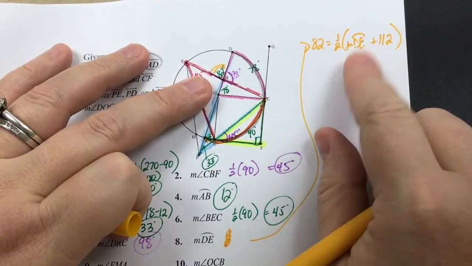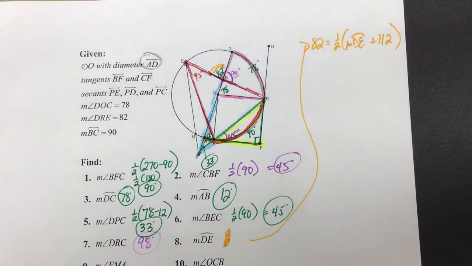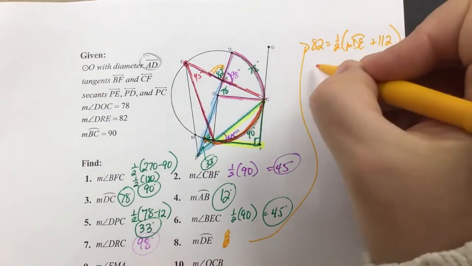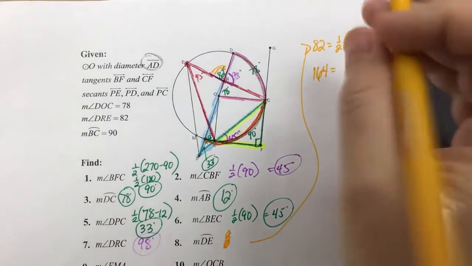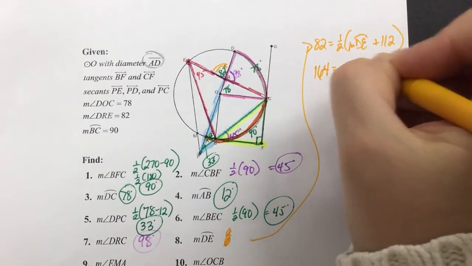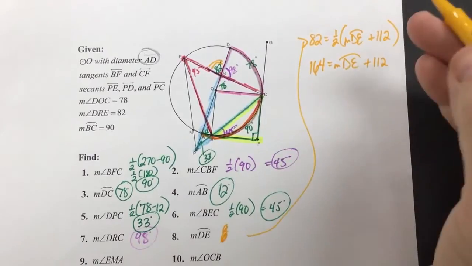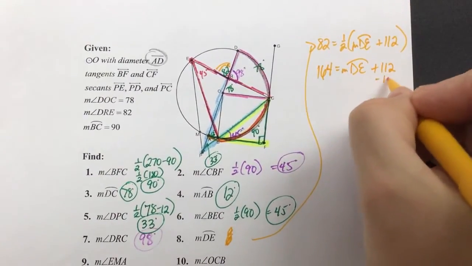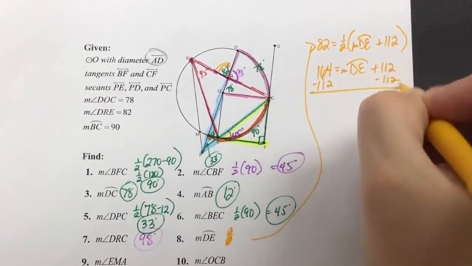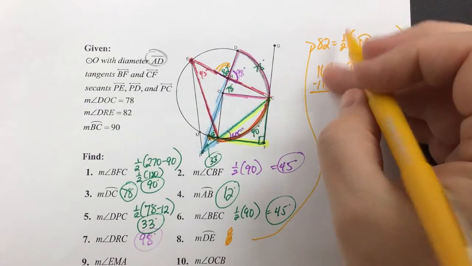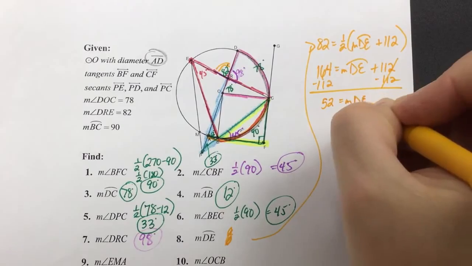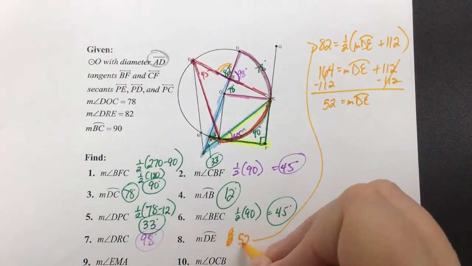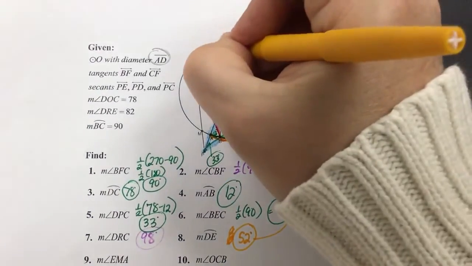To solve for arc DE, the first thing I would do is multiply both sides by 2. So 82 times 2 is 164. And then we have arc DE plus 112. To continue solving, I subtract 112 from both sides. 164 minus 112 is 52. So the measure of arc DE is going to be 52 degrees.